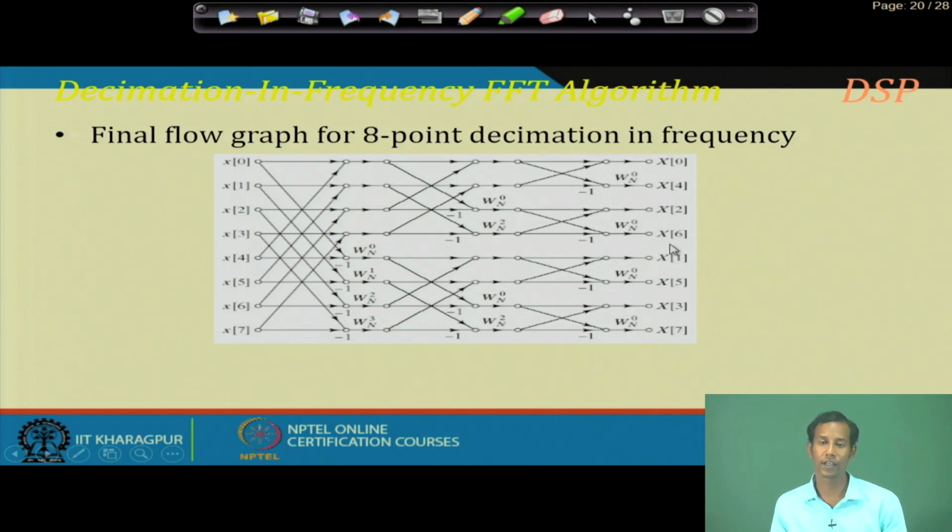So, to get the output as x0, x1, x2, x3, x4, x5, something like that, you have to do some bit reversal, so that this particular sequence becomes in order.